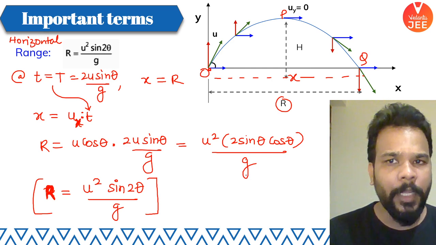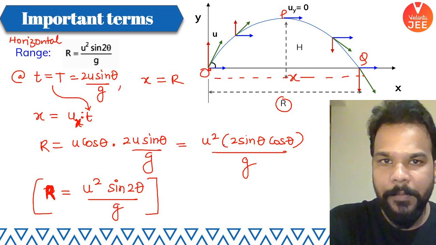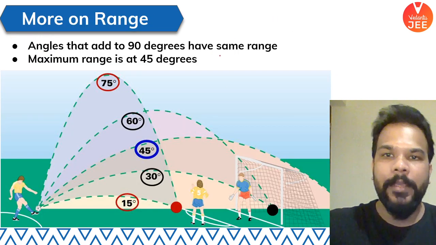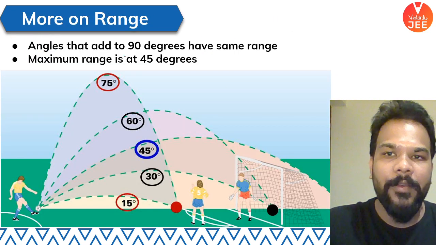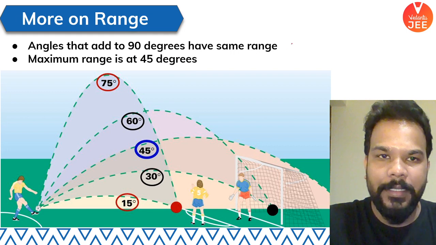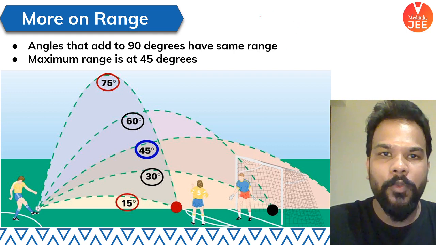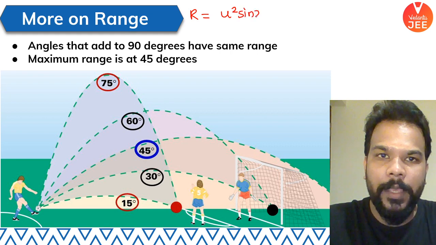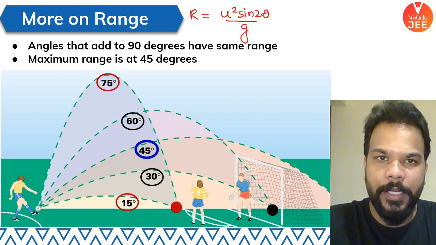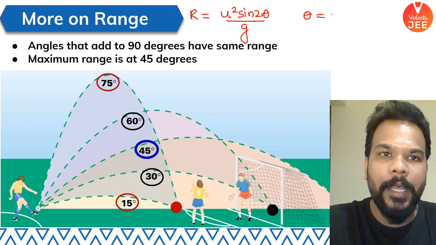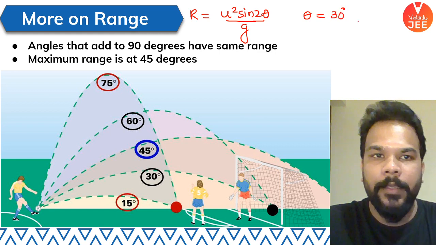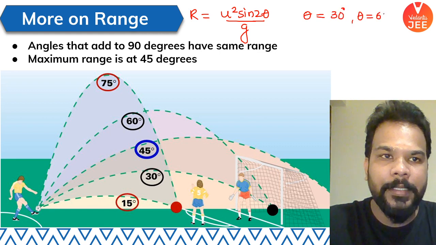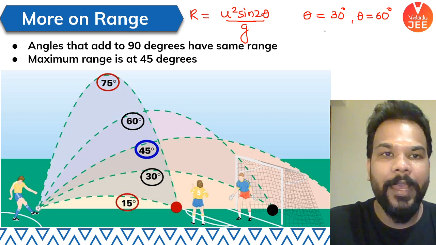Okay, now a very interesting point here is that if you have complementary angles, that means if you look at the range formula, that is u square sine 2 theta by g, if you put theta as 30 degrees and theta as 60 degrees, you will get the same value of R.